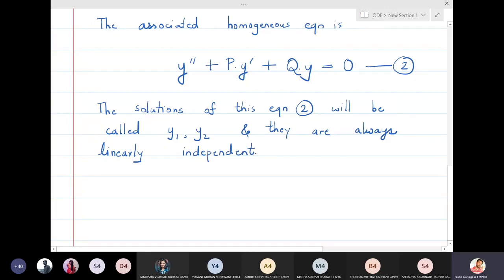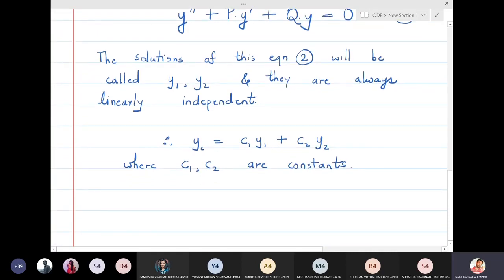Okay, now you all know what is the meaning of linearly independent. Means c1 y1 plus c2 y2, if I take it to be 0, linearly independent means c1 and c2 must turn out to be equal to 0. So they are always linearly independent. So therefore the complementary solution will become c1 y1 plus c2 y2, where c1 and c2 are constants. Okay, these constants can be anything.